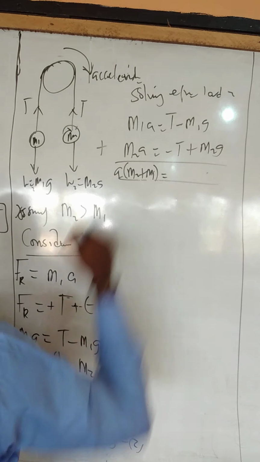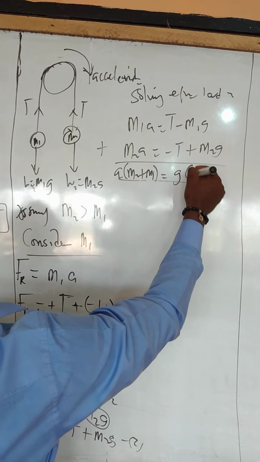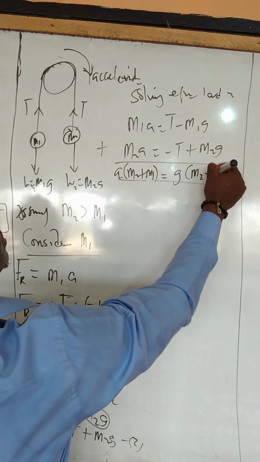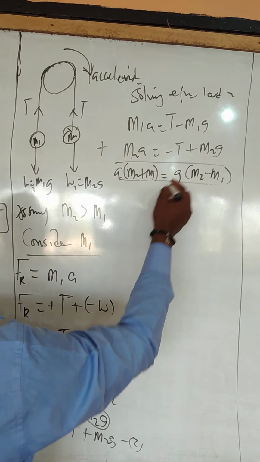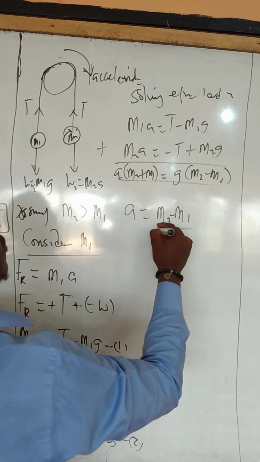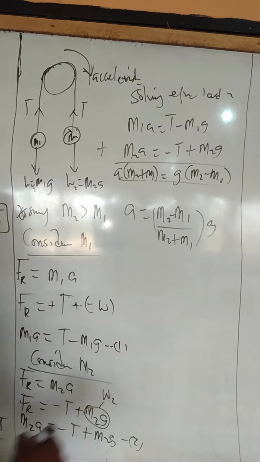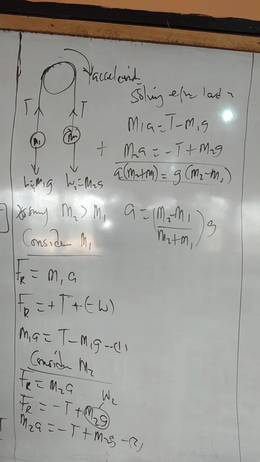Then this is positive, this is negative, so it will go away. So the tension goes away over there. Then we can have g out, M2 minus M1 this way, so that our acceleration a becomes M2 minus M1 all over M2 plus M1, multiplying g. This is how you should be able to get the acceleration.